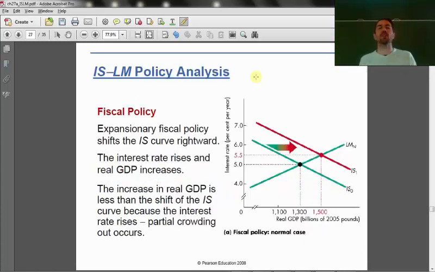Here we go. We've got some fiscal policy analysis. I told you this stuff. We start with the basics and we put all the basics together, it starts getting hectic. So you've got to know those basics.